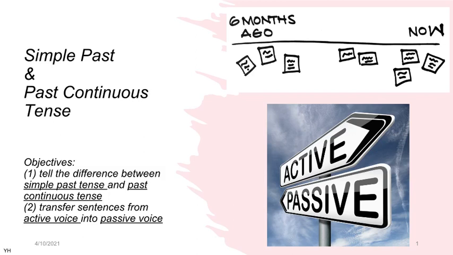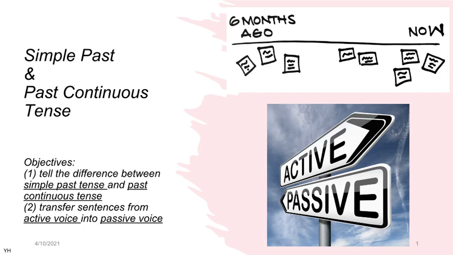Hi boys and girls. In this video, I will talk about two types of tenses: simple past tense and past continuous tense. We will look into how these two tenses work. At the end of the video, I hope you are able to do two things. First, tell the difference between simple past tense and past continuous tense. Second, transfer sentences from active voice to passive voice.